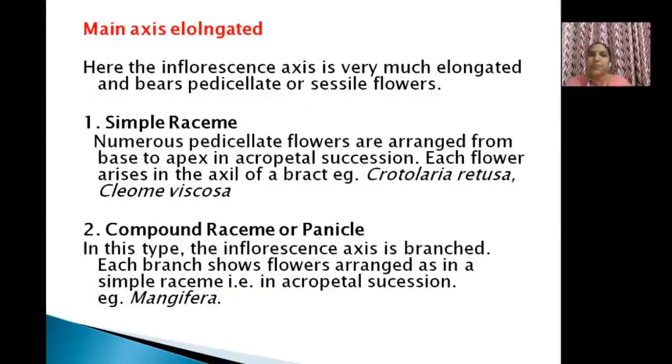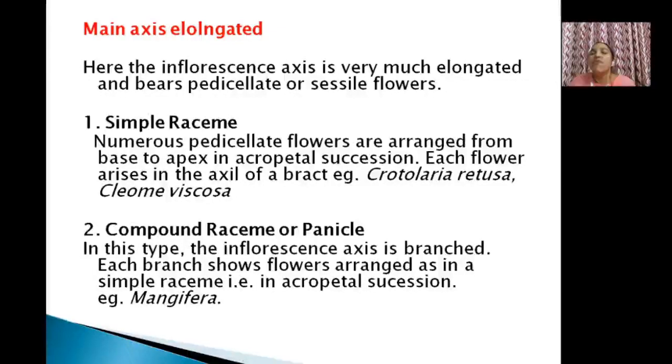Understood? Okay. Now, main axis elongated. What are the different cases coming under the first category of racemose, that is main axis elongated? Okay. So there are two types of flowers arranged in the axis.